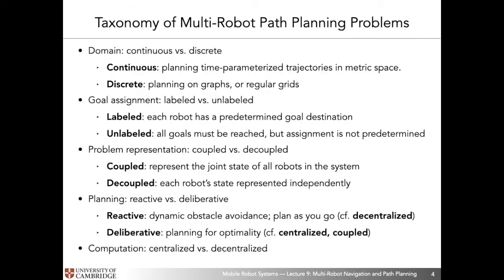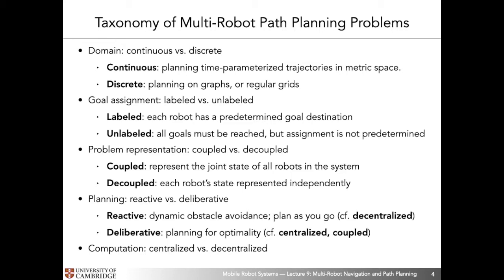So as I promised, we will be going through a couple of terms here in order to give you the tools to refer to the various classes of methods within this research domain or application domain. One very important distinction we make is whether or not we're planning in the continuous domain or the discrete domain. In the continuous domain, we typically talk about planning time-parameterized trajectories in metric space, whereas when we're solving the planning problem in the discrete domain, we're talking about planning on graphs or discretized spaces such as regular grids.